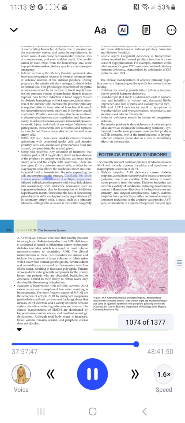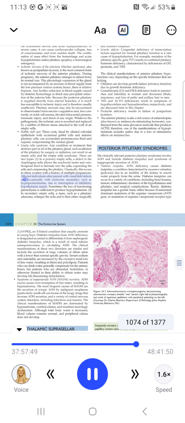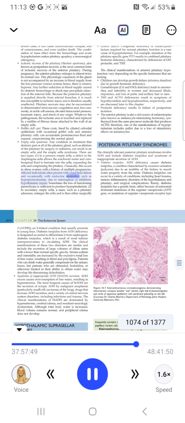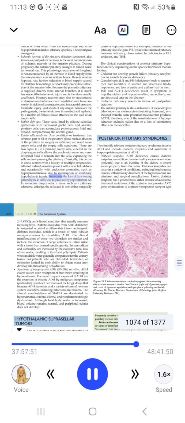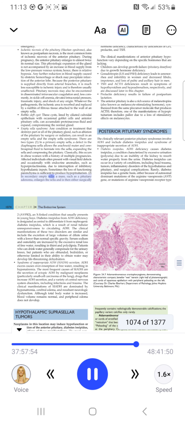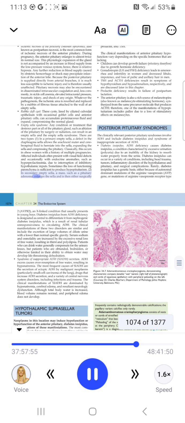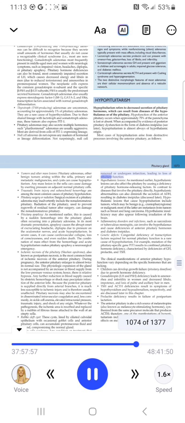Classically, this occurs in obese women with a history of multiple pregnancies. Affected individuals often present with visual field defects, and occasionally with endocrine anomalies, such as hyperprolactinemia, due to interruption of inhibitory hypothalamic inputs. Sometimes the loss of functioning parenchyma is sufficient to produce hypopituitarism. Two, in secondary empty sella, a mass, such as a pituitary adenoma, enlarges the sella and is then either surgically removed or undergoes infarction, leading to loss of pituitary function.